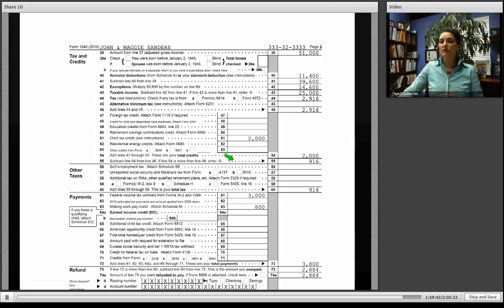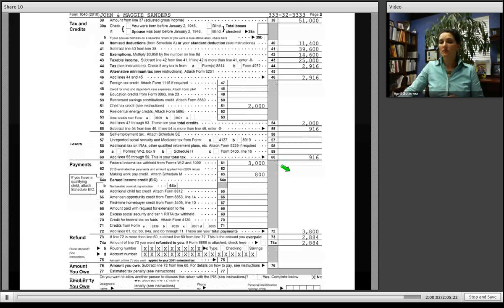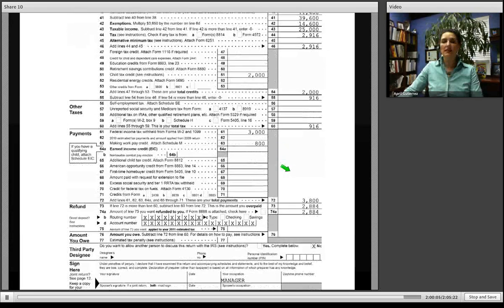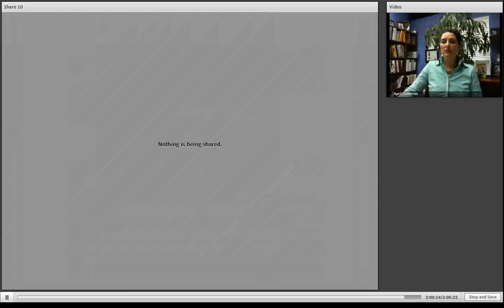Their W-2s show that they had federal income tax withheld of $3,000, and you would look at box 2 of the Form W-2 to get that number. They're also receiving an $800 making work pay credit, and that is entered on line 63. So we add up the total credits and withholdings, and we get $3,800. We subtract $916, and you can see that John and Maggie Sanders are receiving a nice refund in the amount of $2,884. So that concludes the review of the Session 2 classwork answer key.